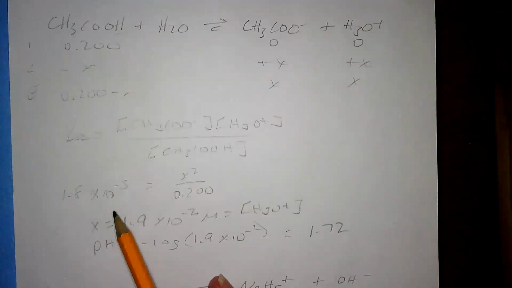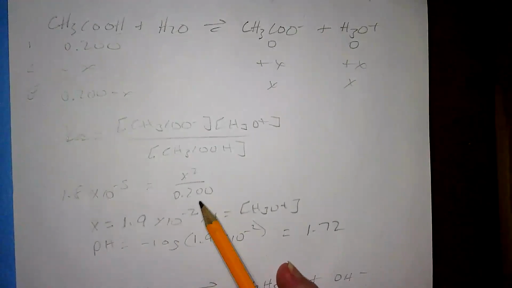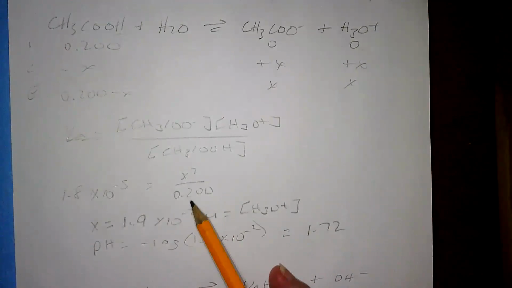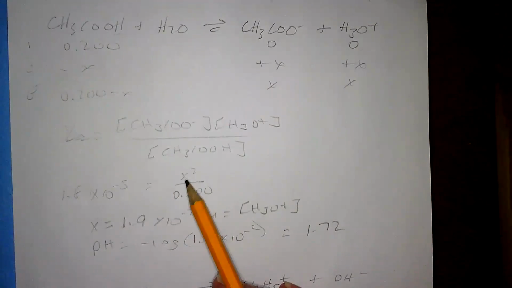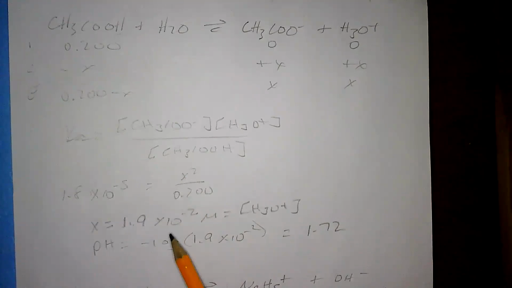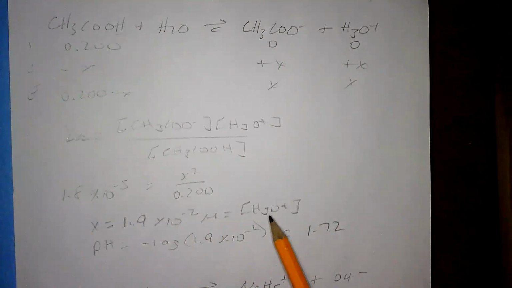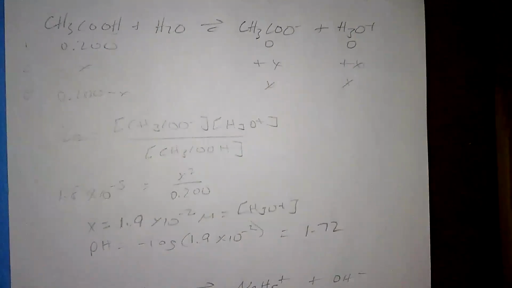We were given Ka. We know that we've got 0.200 minus X for our acetic acid, but the X is so small that it really is 0.200 in the end. And we've got X times X, which is X squared, in our numerator. To solve for X, we'd have to multiply both sides by 0.200 and then take the square root, and that'll give us X, and X is the hydronium ion. If we take the negative log of that, that'll give us the pH of our solution.